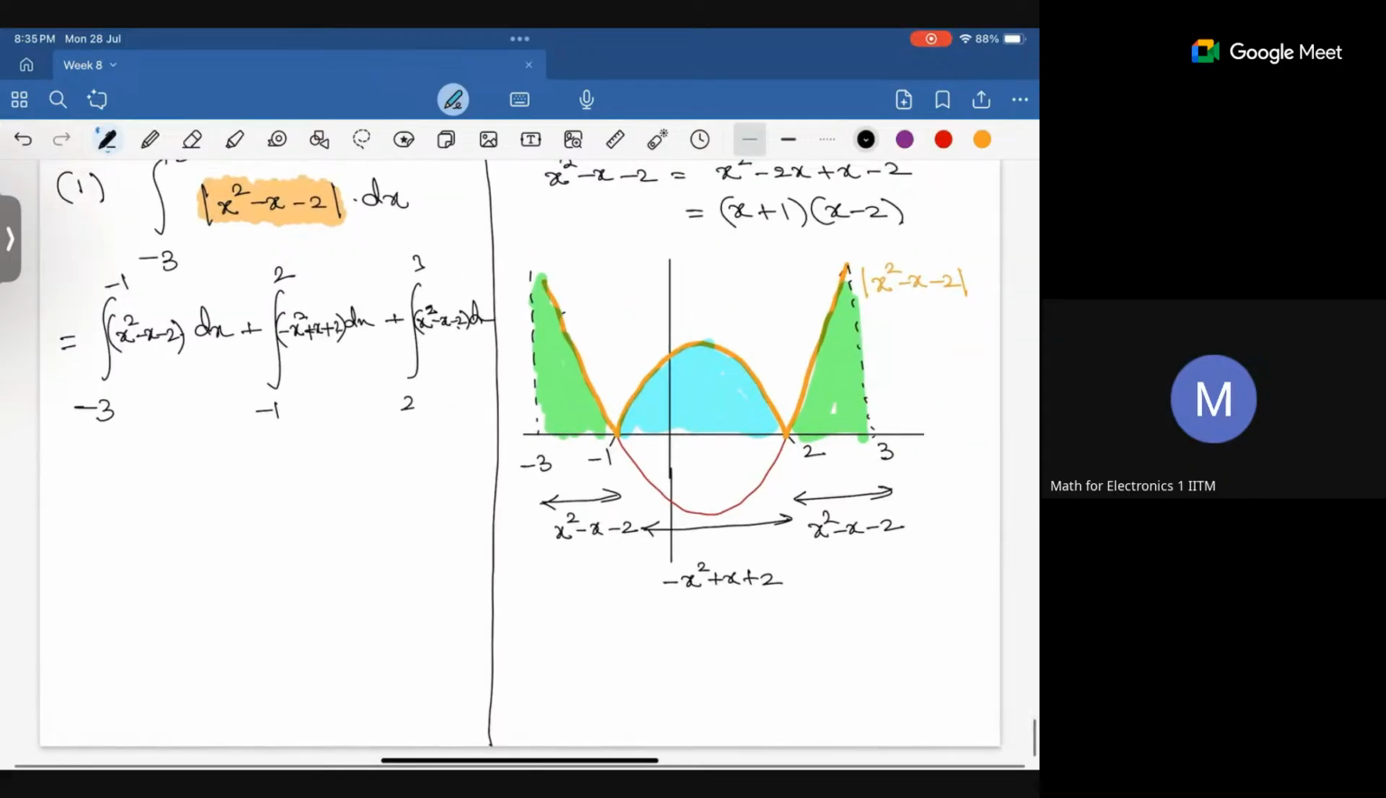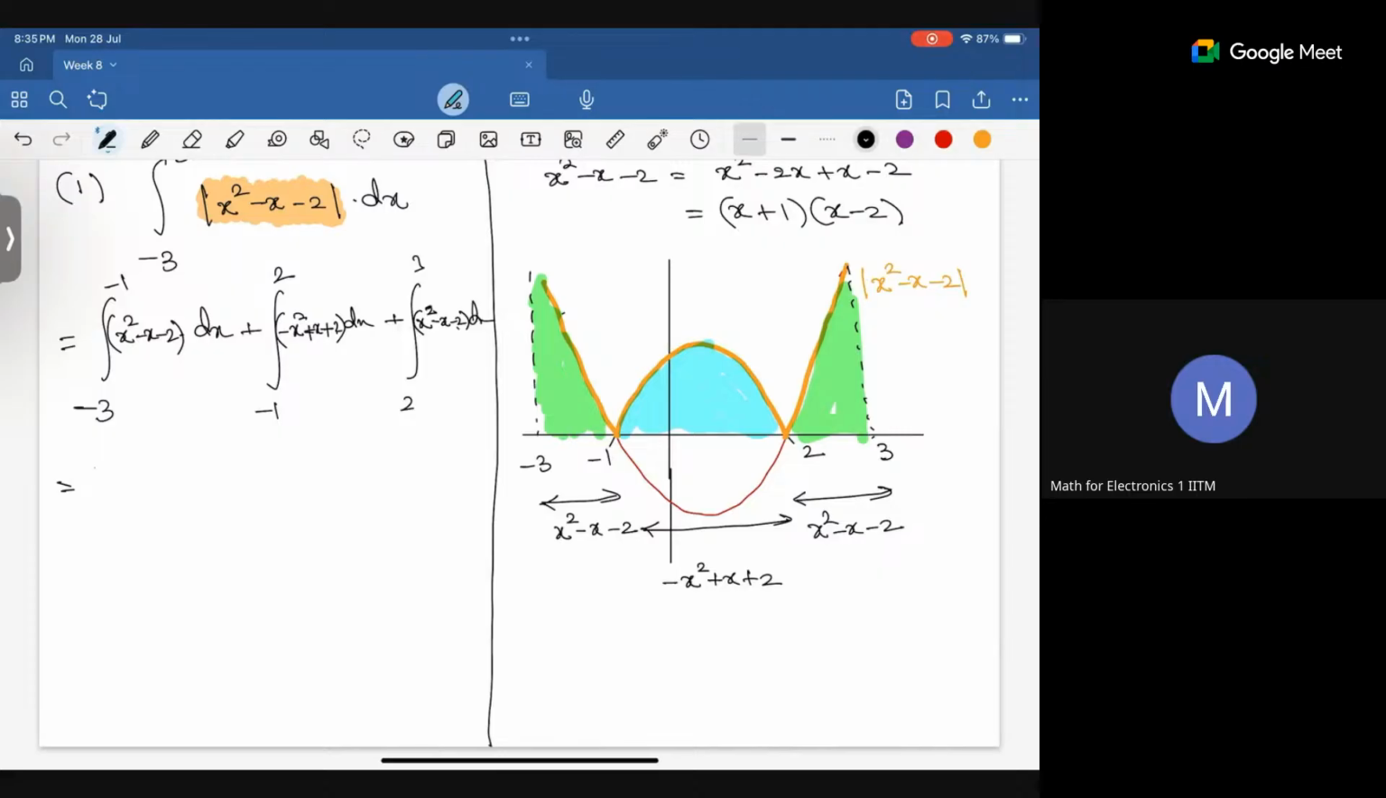Alright, so now we have nice expressions. We know the antiderivative of x square, we know the antiderivative of x, and we know the antiderivative of the constant too. Right? And we know the fundamental theorem of calculus also. All we have to do is use all of them together.